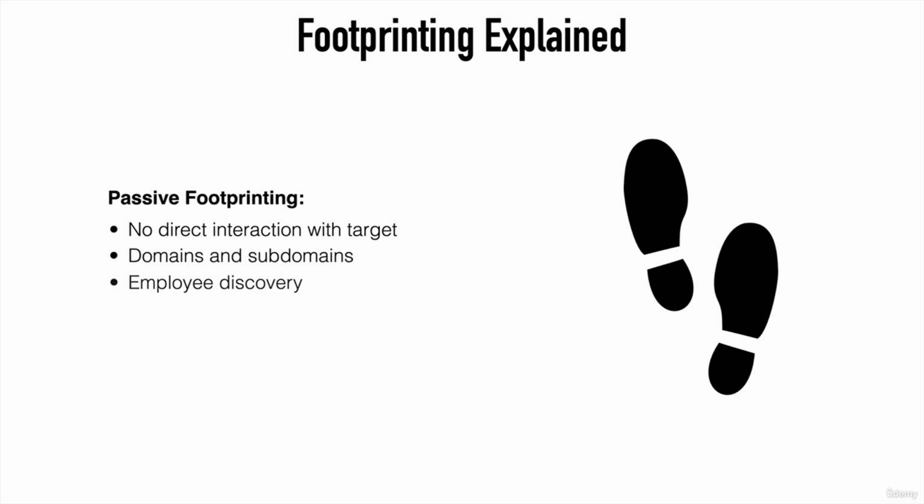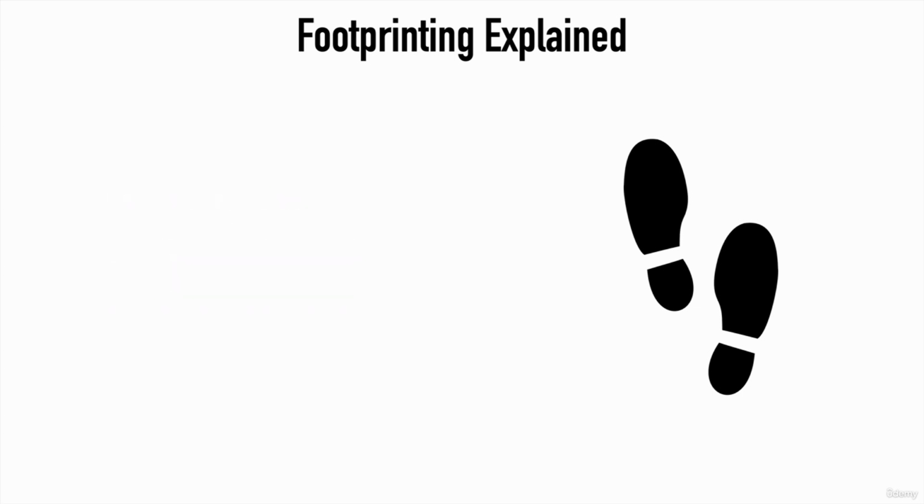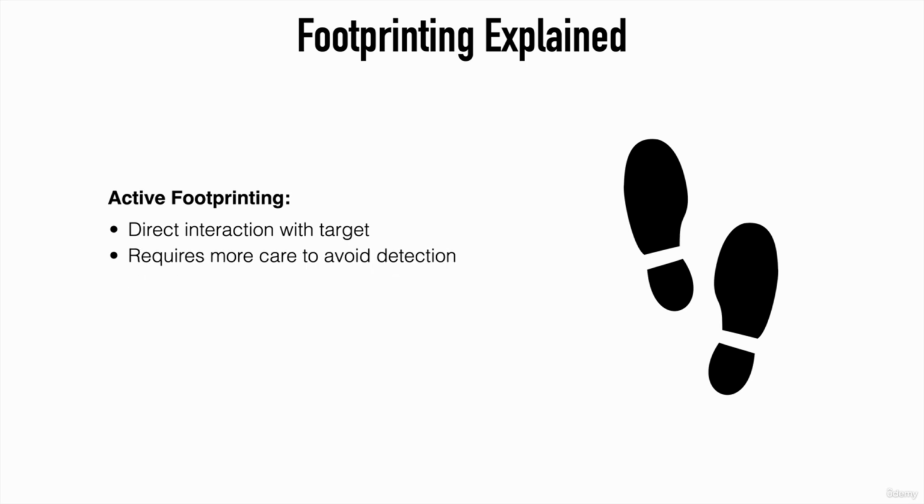Some of the things we may be trying to discover through passive footprinting techniques include domains and subdomains, employee discovery through social media platforms, the operating systems and software in use, and more. Active footprinting means that we are directly interacting with a target. When we're using active footprinting, we do need to use more care with this because we can potentially set off alerts by interacting with that target, such as an intrusion prevention system alert.